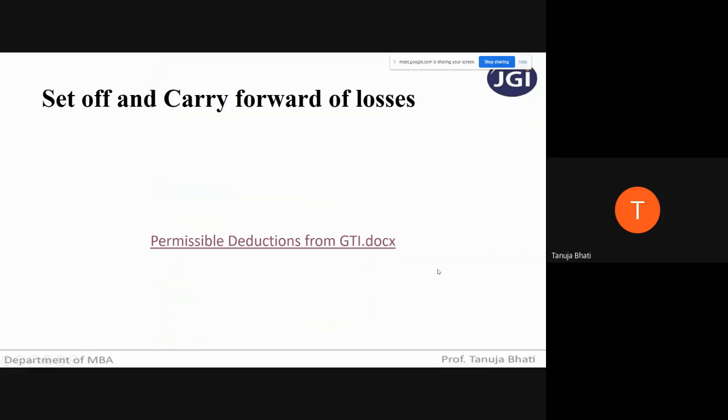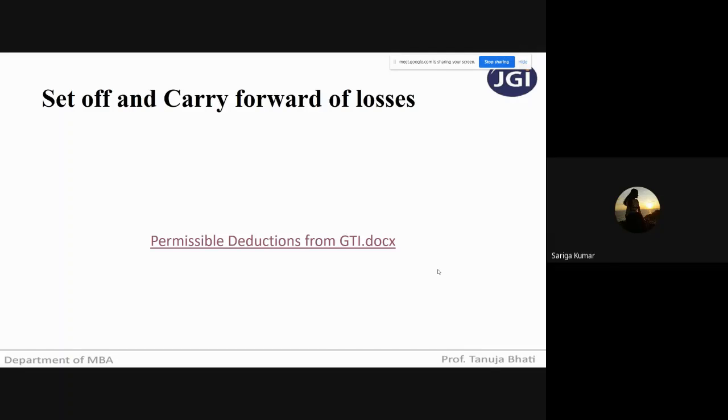So students, have you understood what is the meaning of set-off? What is inter-source set-off? What is inter-head set-off? What are the impermissible inter-source and inter-head set-offs? What is the meaning of carry forward of losses, and for how many years can the losses be carried forward? And if carried forward, against which source of income? And what should be the order of set off? Is this clear, students?